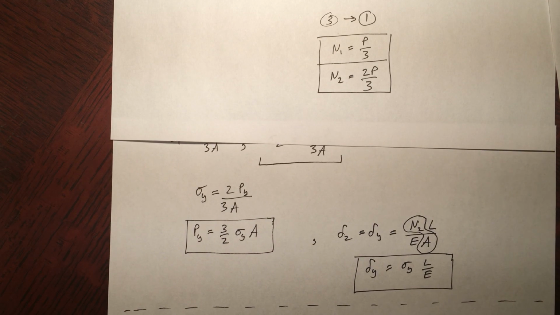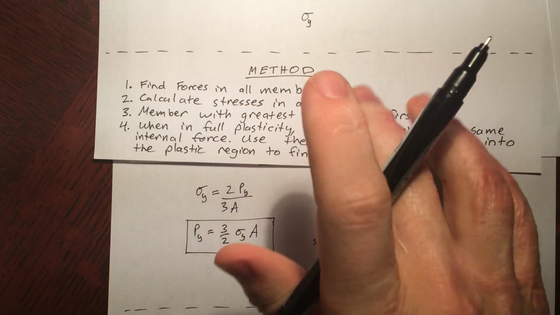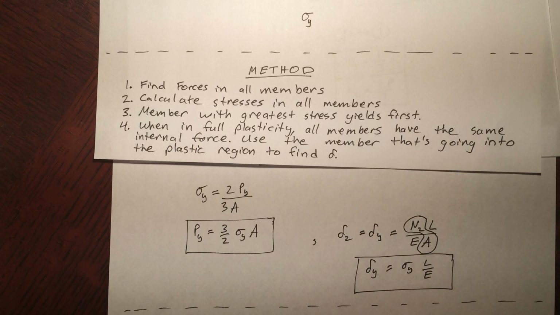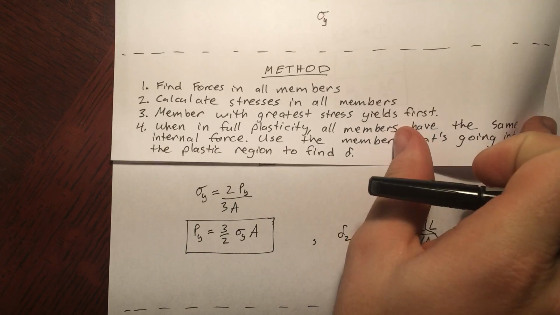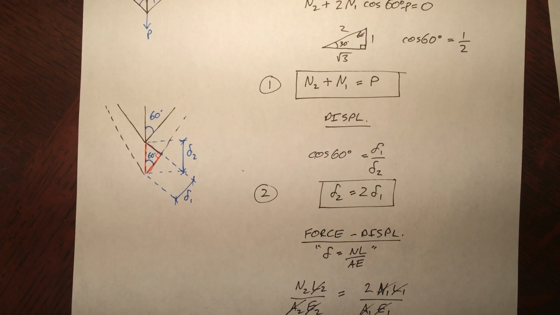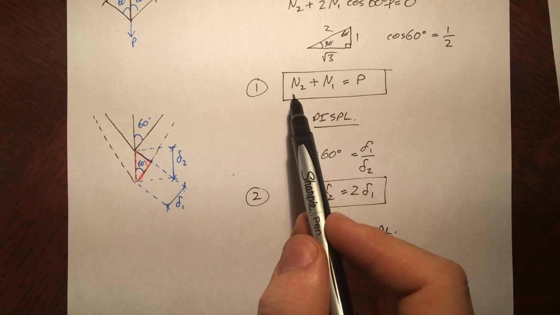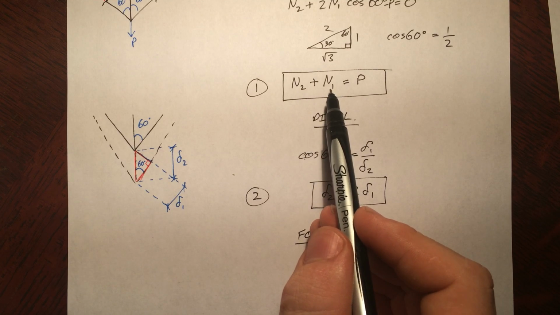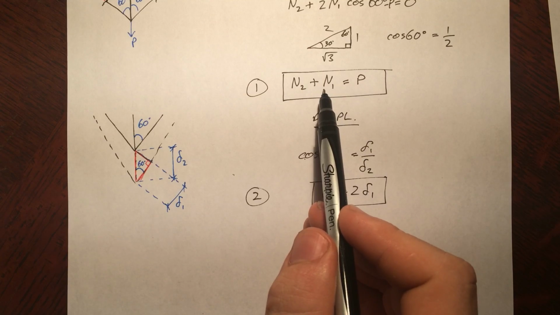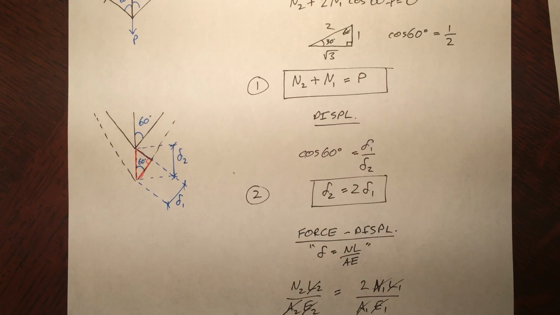So, if you recall, when in full plasticity, all members have the same internal force. So this actually makes it quite easy. All members have the same force. That means N2 equals N1. So that means 2N2 equals P. So N is going to equal P by 2.